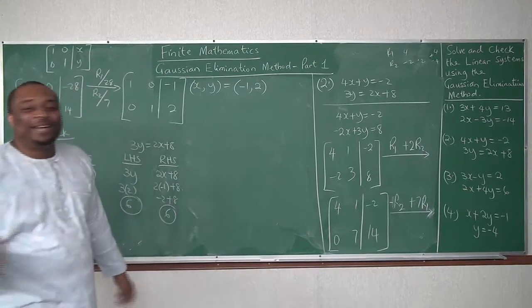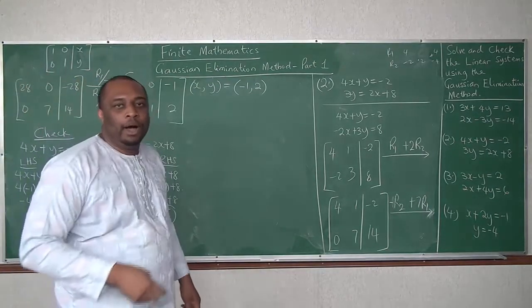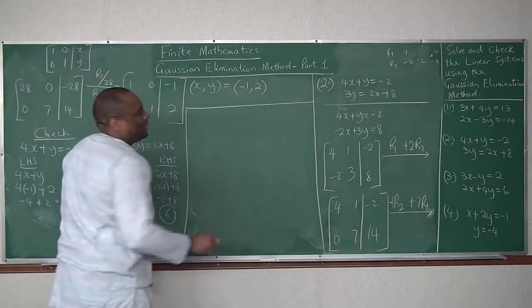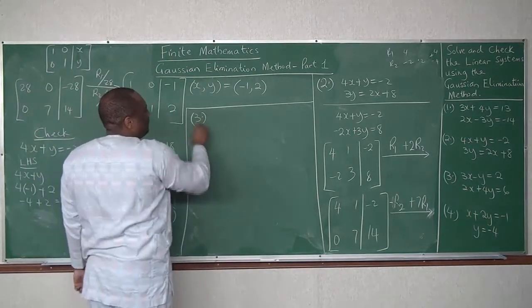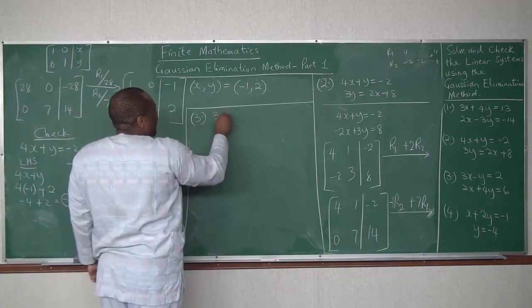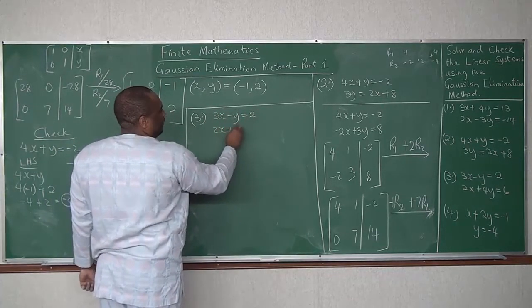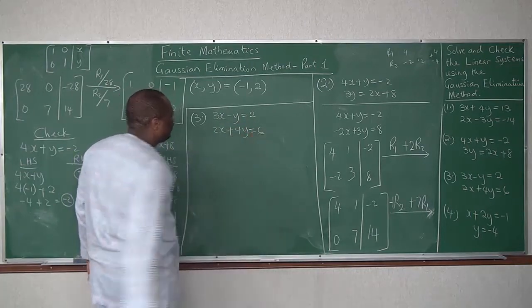Okay, folks, we've done number 2. Let's go to number 3. Question 3, we have 3x minus y is equal to 2, and 2x plus 4y is equal to 6.